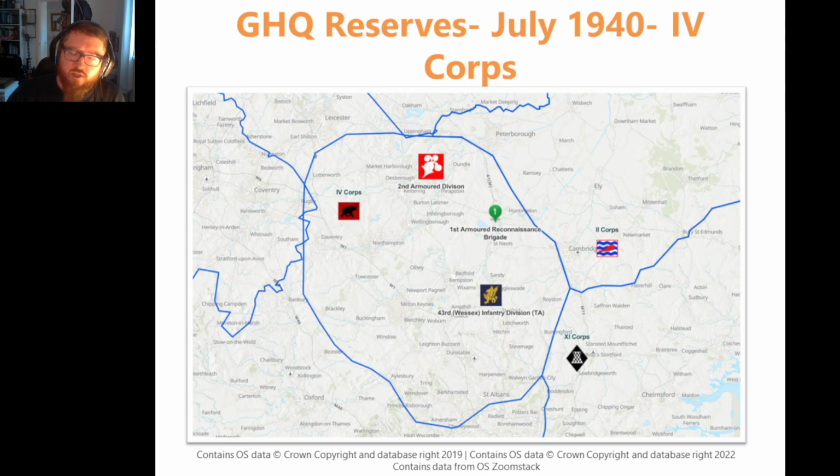So, as I mentioned, these units were generally the more better equipped units.